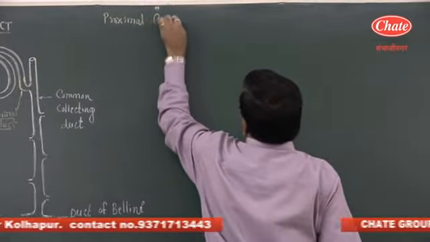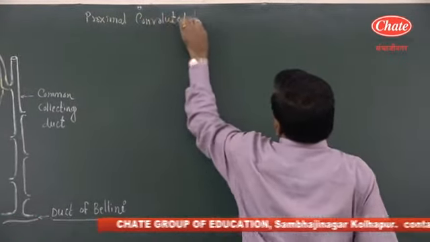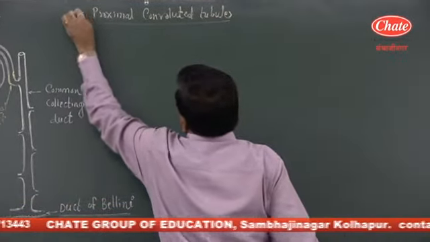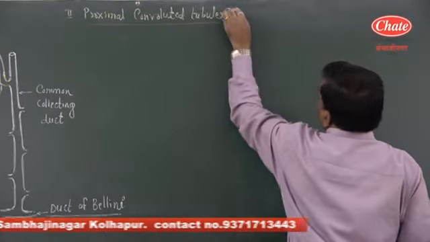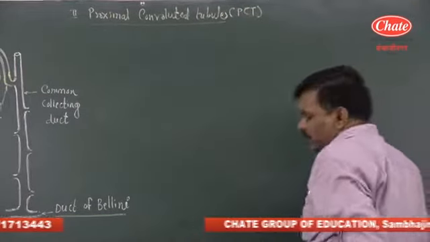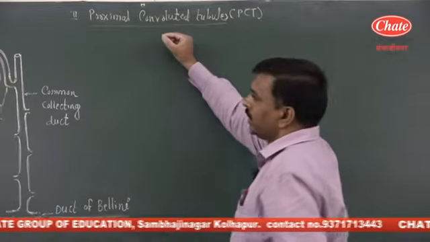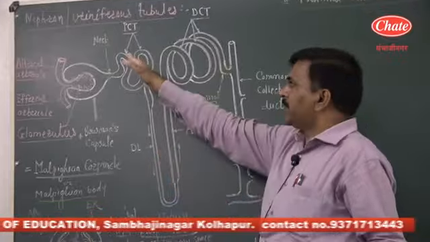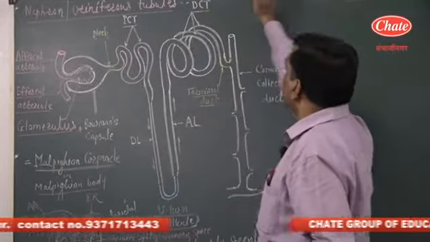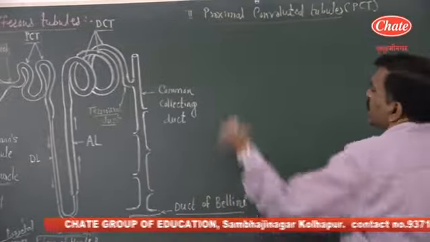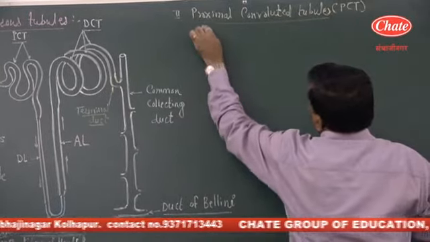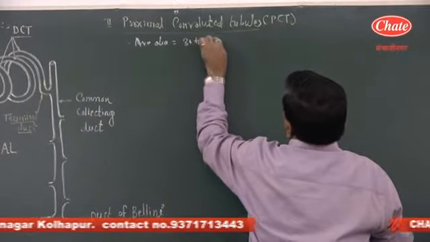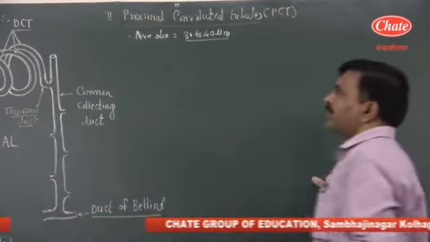proximal convoluted tubules. So the second part is the proximal convoluted tubules. In short, it is termed as PCT, proximal convoluted tubule. These proximal convoluted tubules mean the convoluted portion of the renal tubule present at the anterior side. So it is termed as a proximal convoluted tubule. These proximal convoluted tubules have an average diameter of 30 to 40 micrometer.